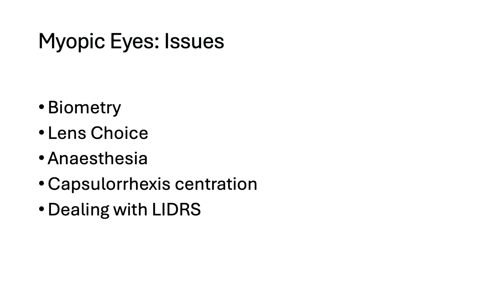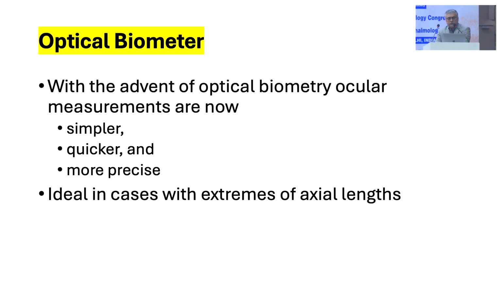These are some of the issues which should be taken care of while we are taking up a high myopic case. Number one is biometry, number two is lens choice, number three is anesthesia, then capsulorhexis centration, and dealing with LIDRS, that is lens iris diaphragm retropulsion syndrome.